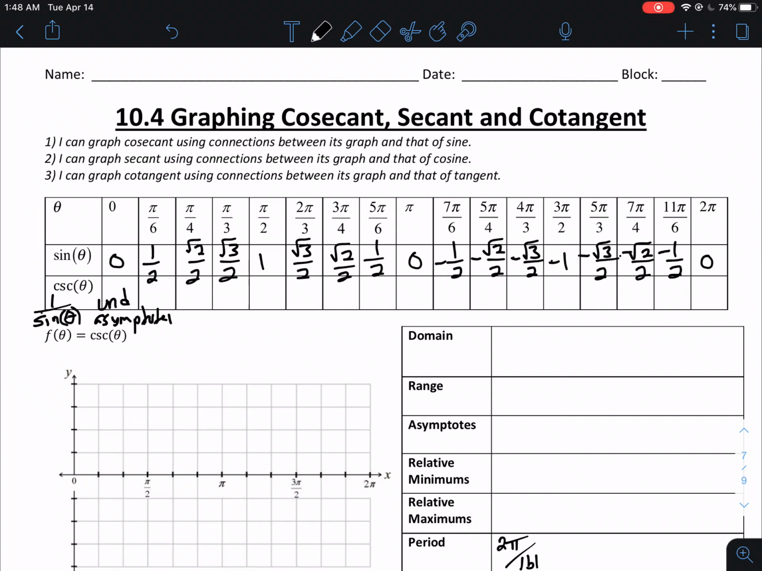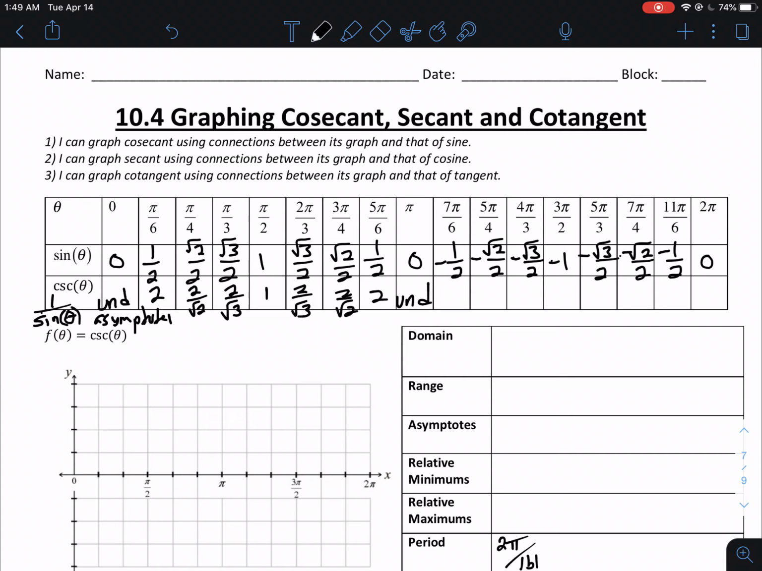At pi over 6, 2 over 1 would be 2, and I'm not going to bother rationalizing just to make things go a little bit more smoothly. So 2 over radical 2 and 2 over radical 3, I'll leave that. For 1, the reciprocal of 1 is just 1. And then we start to repeat: 2 over radical 3, 2 over radical 2, 2 over 1 would be 2, and again we get to 1 over 0, which would be undefined.